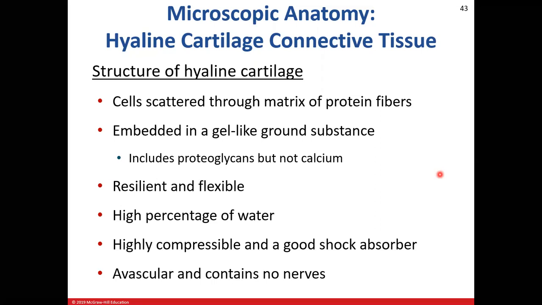And this ground substance is going to include a lot of different types of proteins, typically called proteoglycans, but oftentimes not calcium. It does add a resilience and flexibility to the structure. And when we look particularly at this ground substance, we're going to find that it's got a very high percentage of water. Because of this resiliency and flexibility, and also this increased amount of water, we're going to find that it's a very good shock absorber and highly resistant to compression type forces.